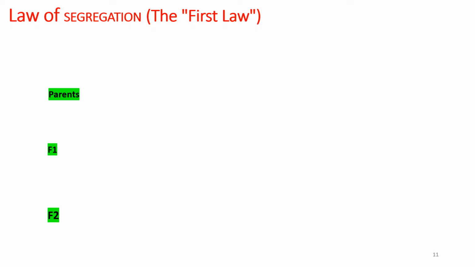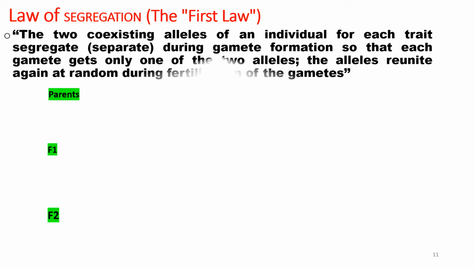Mendel's first law is known as the law of segregation, and it states that the 2 coexisting alleles of an individual, for each trait, will segregate, that is, they'll separate during gamete formation, so that each of the gametes gets only one of the 2 alleles. These alleles will unite again at random during fertilization of the gametes.